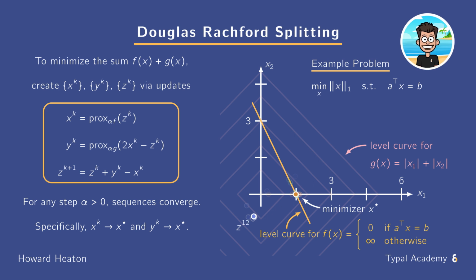However, a neat property of the sequence zk is that the distance between each point and its limit is non-increasing. In other words, zk will settle down in a nice way, and as it does, so also will xk and yk. Sure enough, we can see that the sequences xk and yk converge to the minimizer x star.